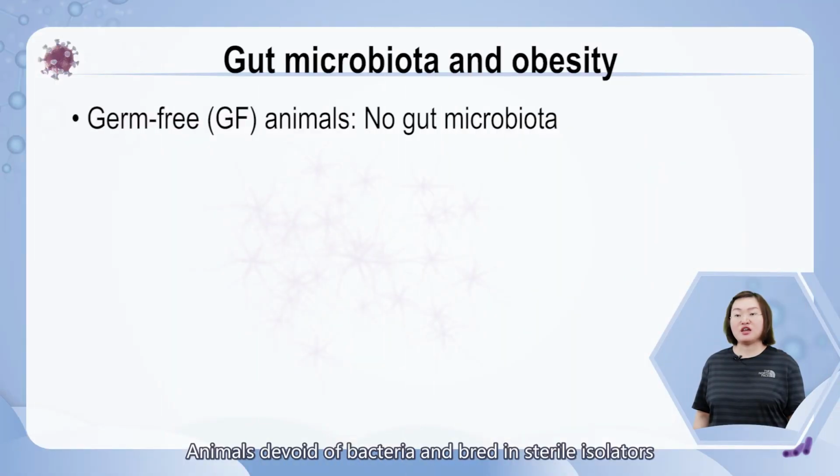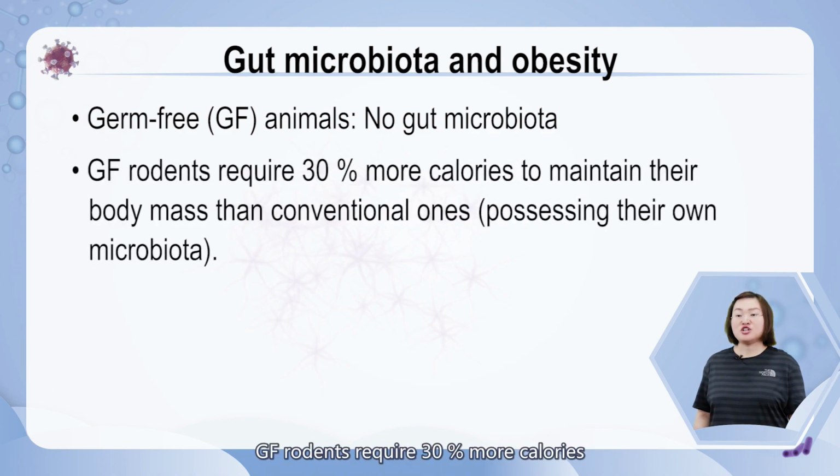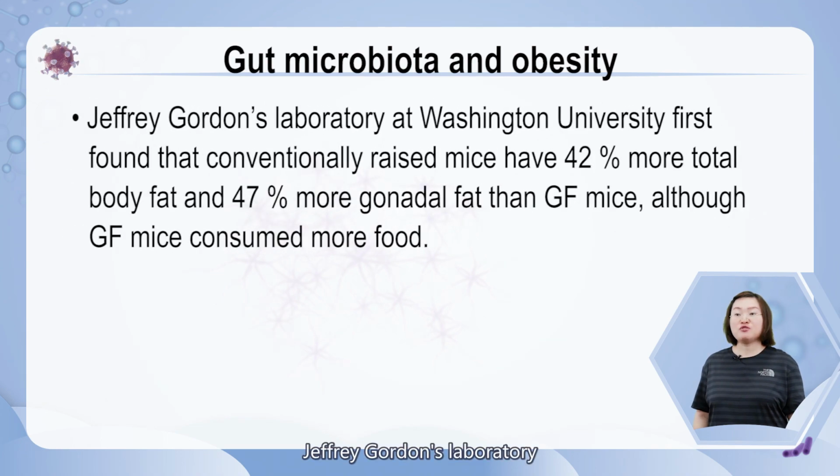Germ-free animals are animals devoid of bacteria and bred in sterile isolators. In 1983, Wostman and colleagues observed that GF rodents require 30% more calories to maintain their body mass than conventional ones. Jeffrey Gordon's laboratory at Washington University first found that conventionally raised mice have 42% more total body fat and 14.7% more gonadal fat than GF mice, although GF mice consumed more food.